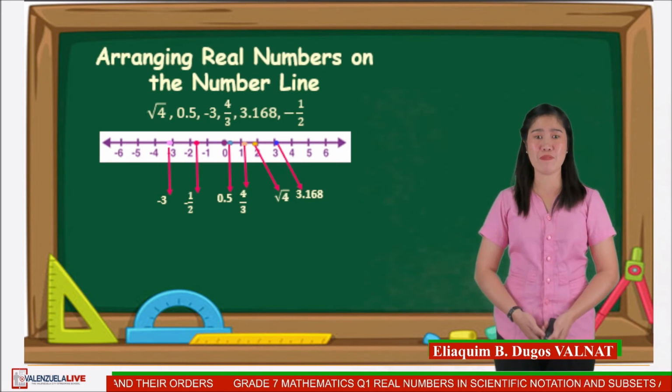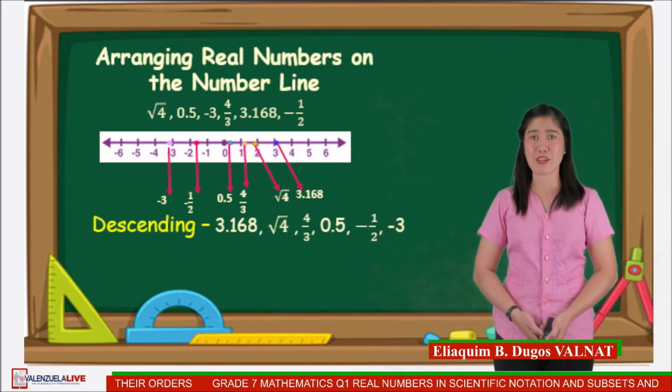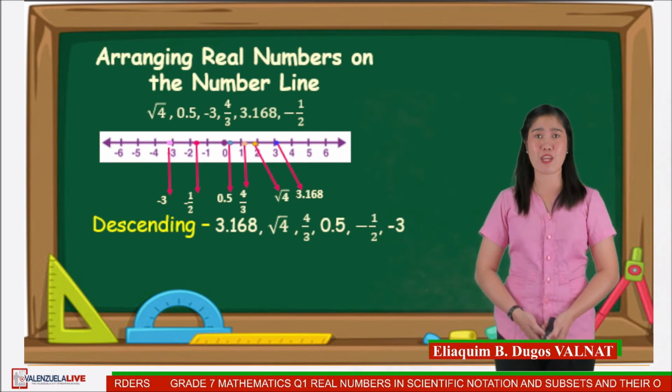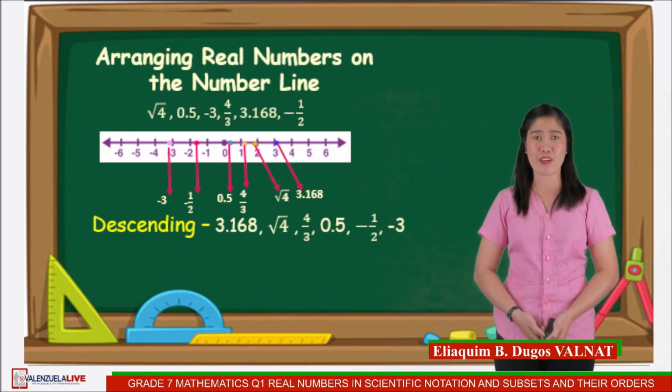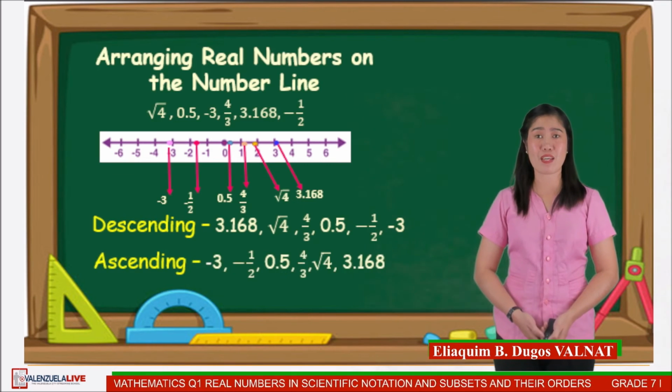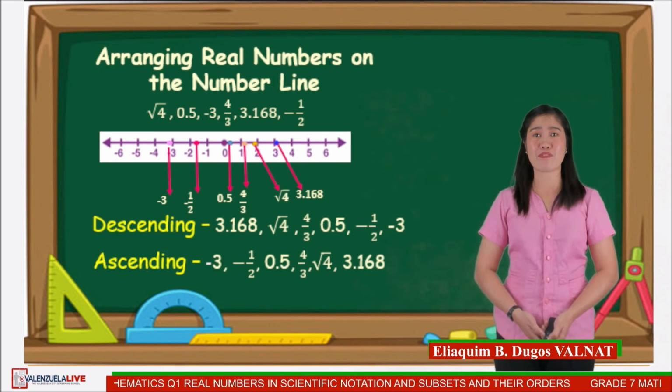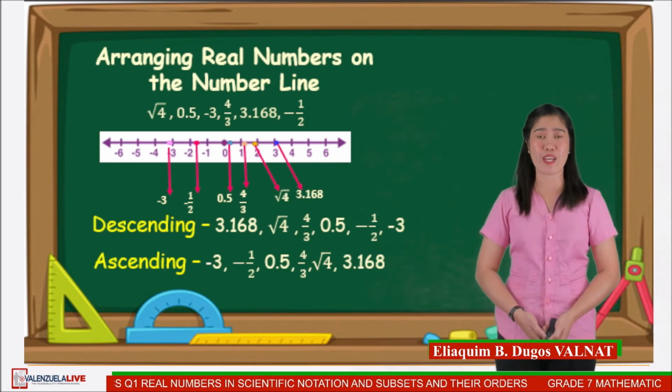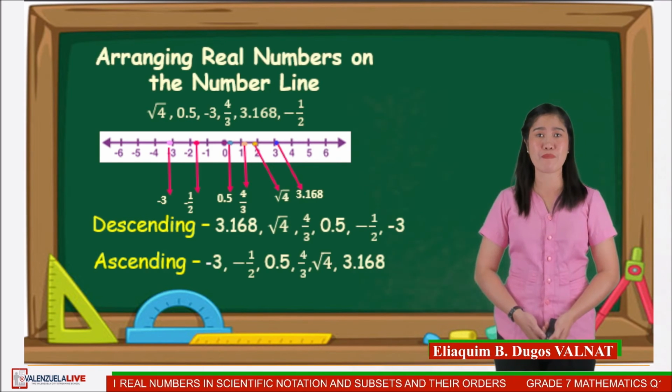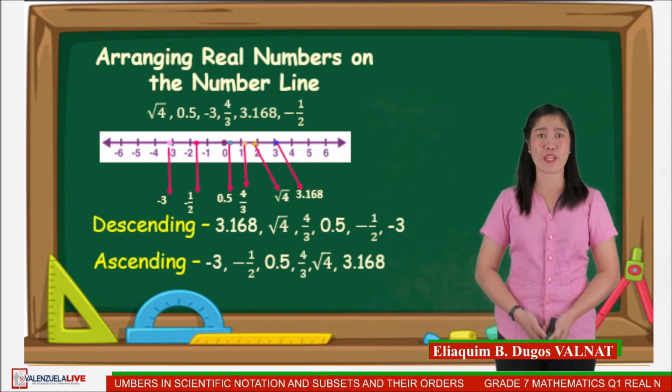Let us arrange now. Descending order, that is from right to left. Started at 3.168, square root of 4, 4 over 3, 0.5, negative 1 half, and negative 3. In ascending order, that is from left to right, starting at negative 3, negative 1 half, 0.5, 4 over 3, square root of 4, and 3.168.